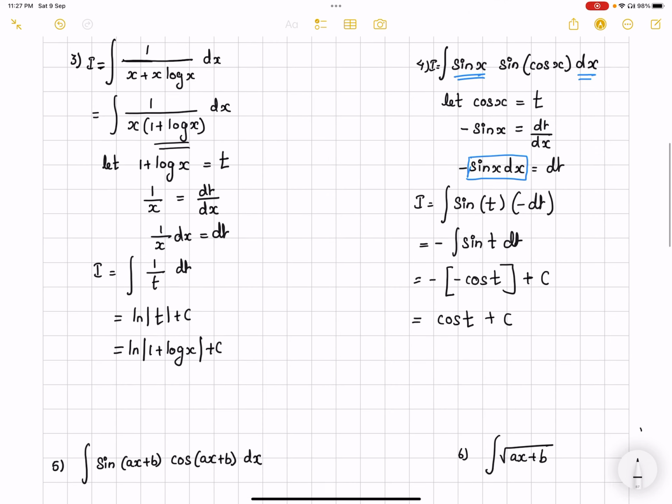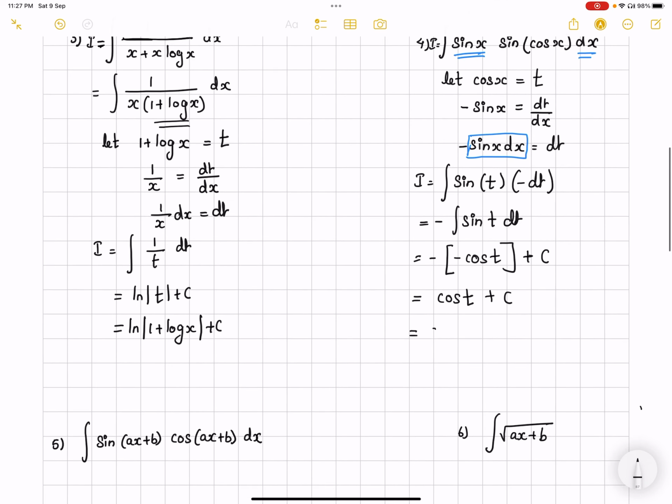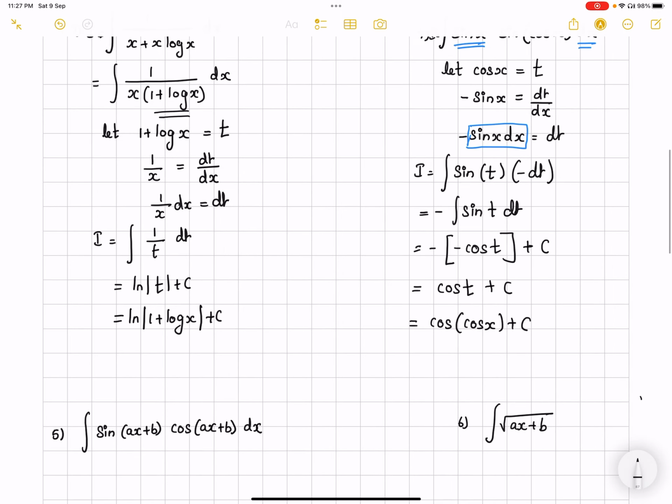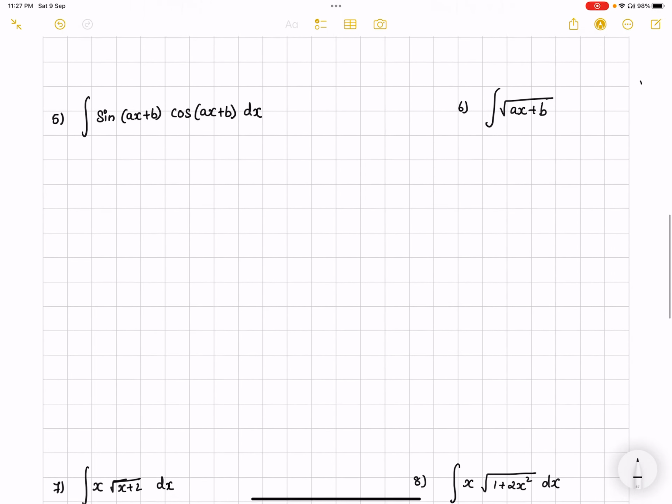What's the t? Replace it back. So t is gonna be cos of cos x plus c. That's it. Simple. Done with our substitution with the fourth one. We will go with the next one.